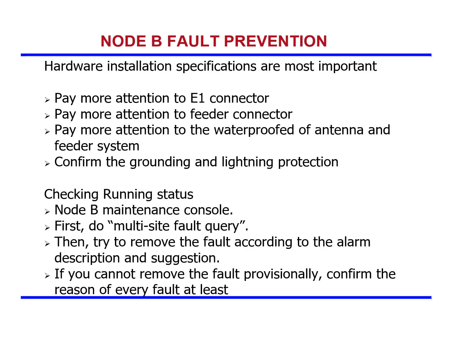Checking the running status on the Node B maintenance console. First, do a multi-site fault query. Then try to remove the fault according to the alarm description and suggestion. If you cannot remove the fault provisionally, confirm the reason of every fault at least.